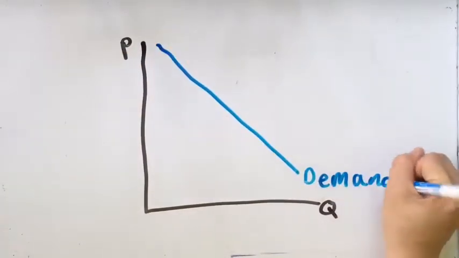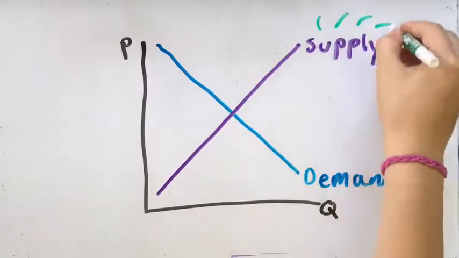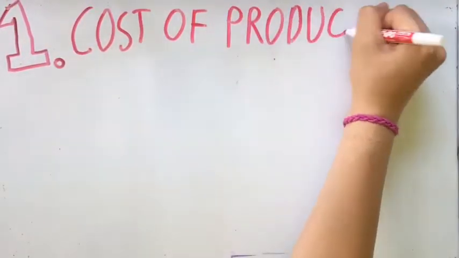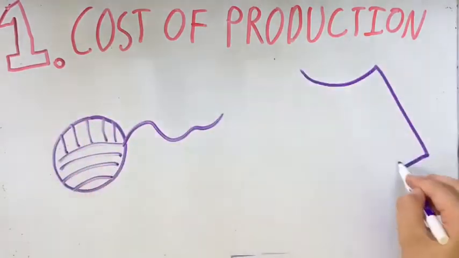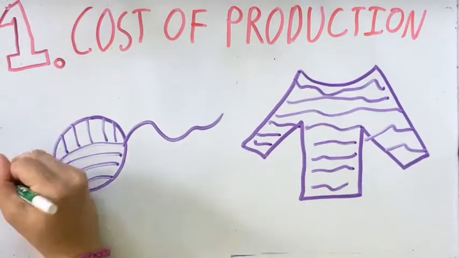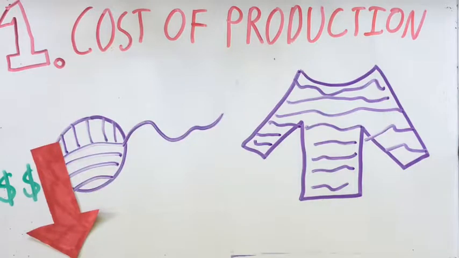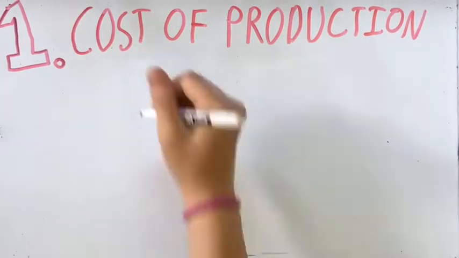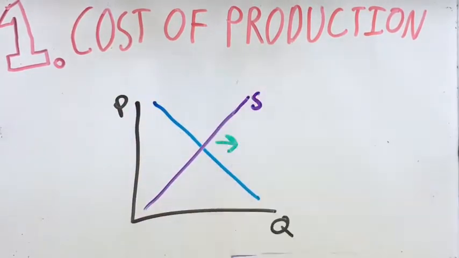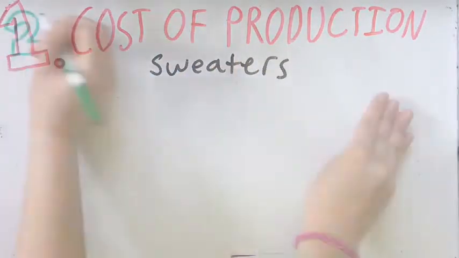Not only can the demand curve shift, but the supply curve can shift as well. The first of the 7 supply shifters is a change in the cost of production. A price decrease in yarn, for example, will increase the supply for a company producing sweaters. The less it costs to make a product, the more producers of that product will make, and vice versa.